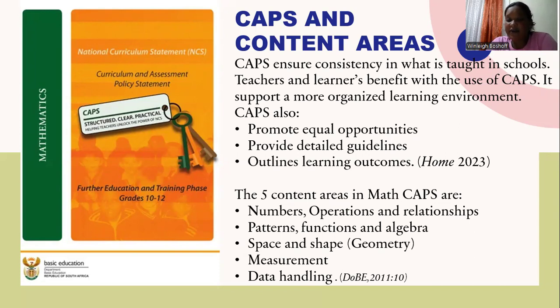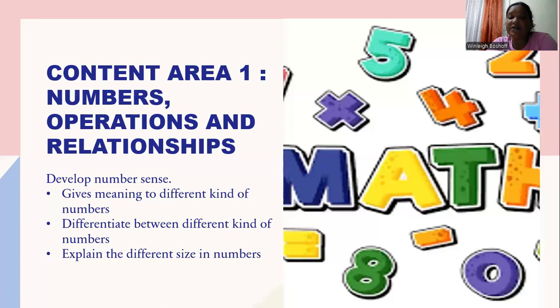The five content areas are numbers, operations, and relationships; functions, patterns, and algebra; space and shape; measurement; and data handling. The first content area is numbers, operations, and relationships. It develops a sense of numbers. It gives a different meaning to numbers. It differentiates between the kinds of numbers and explains the different size numbers.